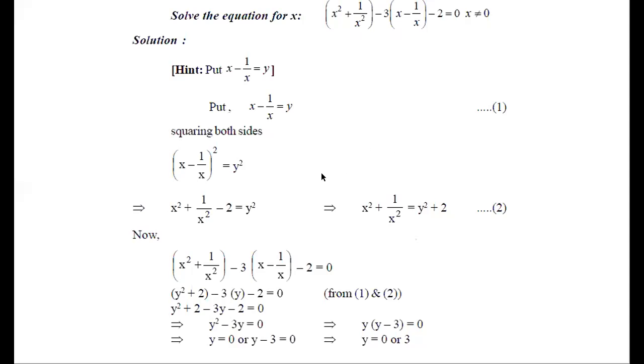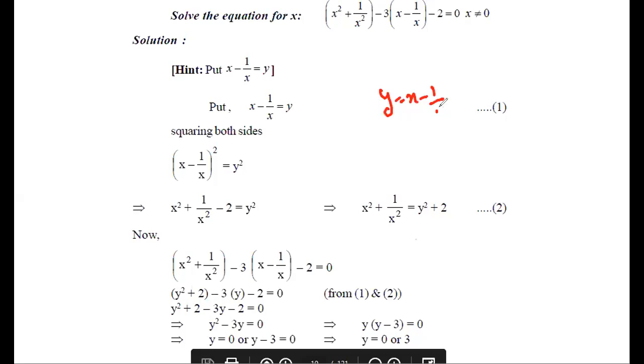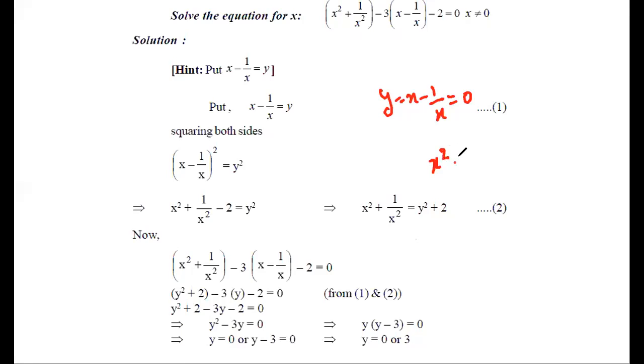Okay, so after putting, you can just solve. We will get a quadratic equation in y, which is very simple to solve. Now we know that y is equal to x minus 1 by x. So suppose this is equal to 0. If this is equal to 0, first case, then x square minus 1 is equal to 0. Yes or no?